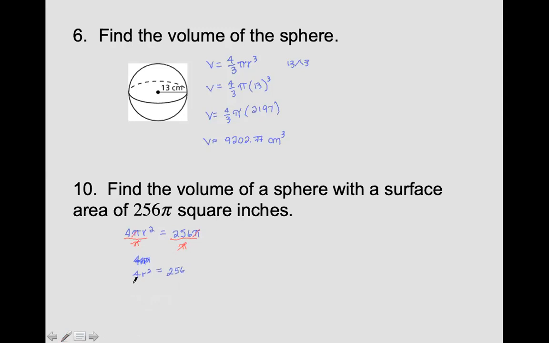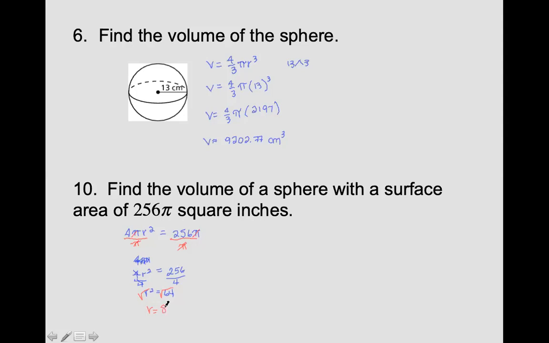All right, and then I'm going to divide both sides by 4. So those 4's are gone. That leaves me with the radius squared is equal to 256 divided by 4, which is 64. So if the radius squared is 64, then to undo something that's squared, remember, take the square root. We've done this lots of times this year. So the radius then, the square root of 64, is 8.